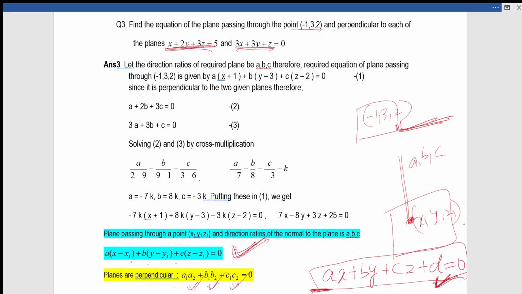So first of all, equation of plane which is passing through the point x1 y1 z1, formula ये वाला formula है आपके पास. A x minus x1 plus b y minus y1 plus c z minus z1 equals to 0. You will put x1 y1 z1 as minus 1, 3 and 2. You will find out equation of plane. ये आ गया equation of plane. Now this is required equation of plane. अब इसमें unknown quantity क्या है? See a b c नहीं पता है.